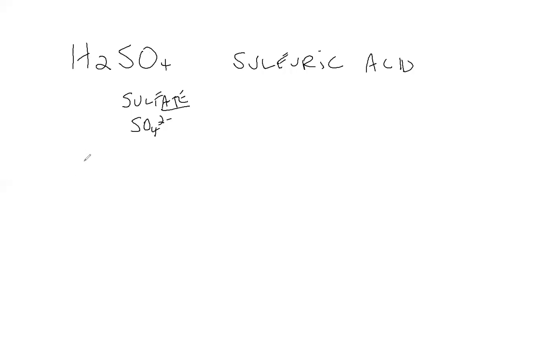All right, and then if we have H2SO3, SO3 is the sulfite ion. So ite makes ous. So this is sulfurous acid.